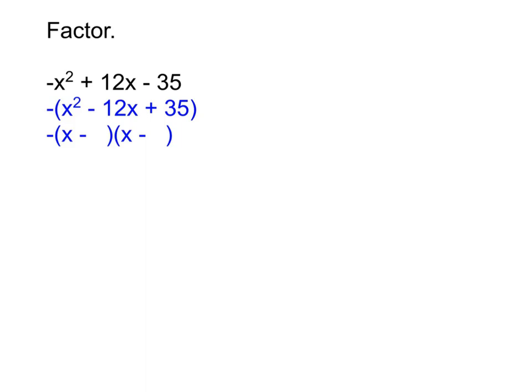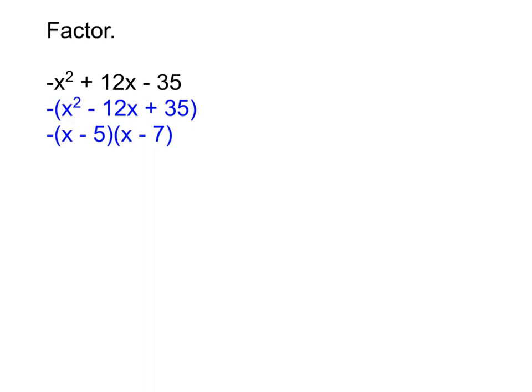So I've already ruled out a lot of things there. Now, what multiplies to 35 and adds to -12? I'm thinking 5 and 7. And so it would be a negative, x minus 5 times x minus 7.